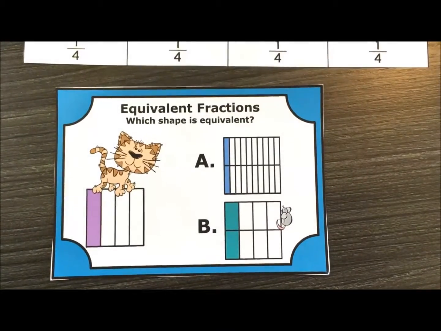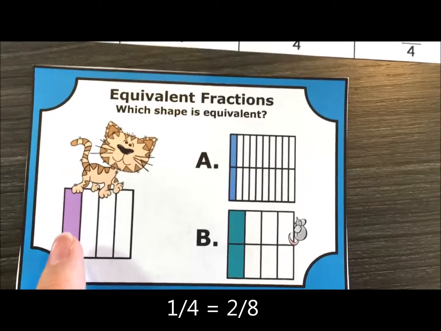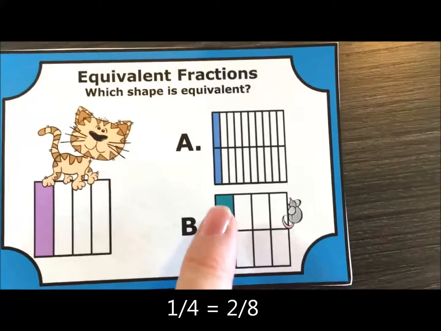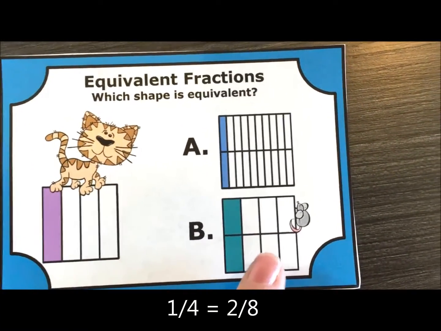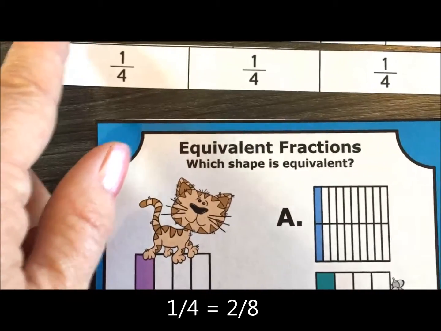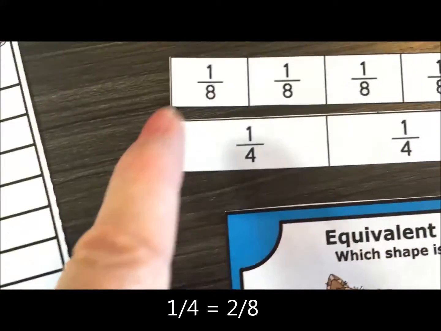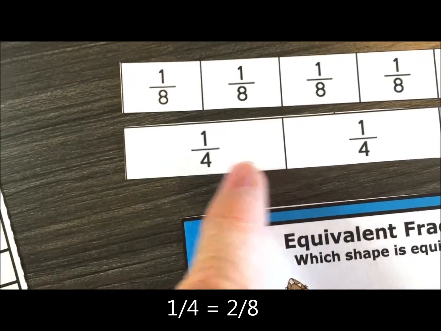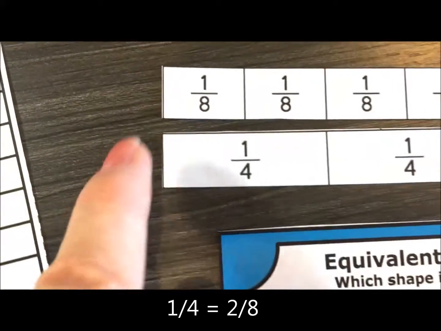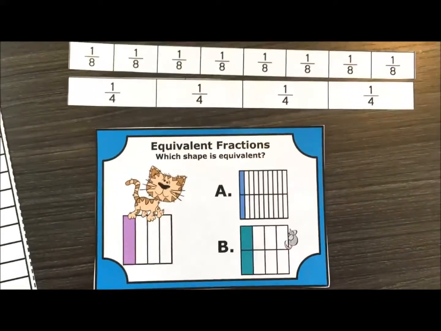To show the answer is correct with our fraction strips, we have 1 part shaded out of 1, 2, 3, 4, 1/4. We have 2 parts shaded out of 1, 2, 3, 4, 5, 6, 7, 8, 2/8. 2 out of the 8 total parts are shaded. 2/8 is the same as 1/4. Same amount shaded. Same amount. So B is the correct answer.